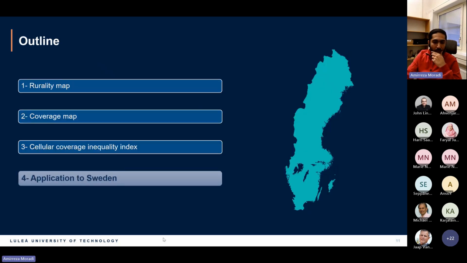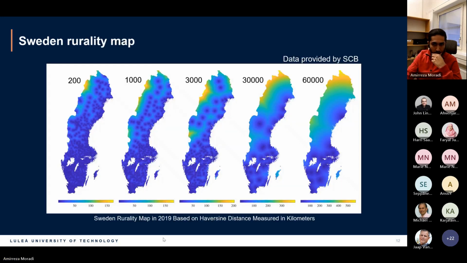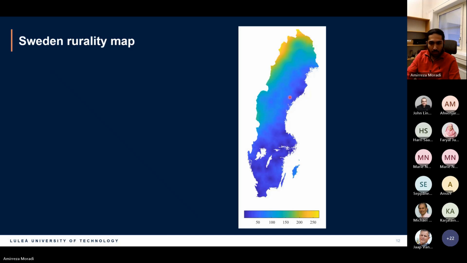And now let's try Sweden as an example. You can observe the rurality map for Sweden. This data is provided by SCB. We divided Sweden into 5 population classes: 200, 1,000, 3,000, 30,000, and 60,000, and then we take an average. Now you can observe Sweden's rurality map, and you can see these dark areas indicate the most urban, while yellow is the case for the most rural areas. When we go from the middle of Sweden to the north, the rurality increases, and there is extreme rurality in the north and northwest of Sweden.